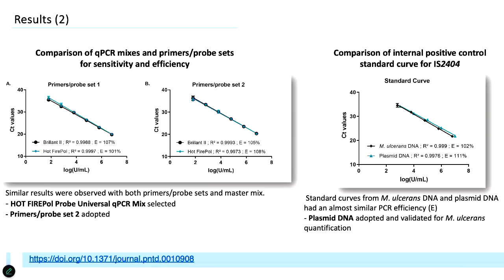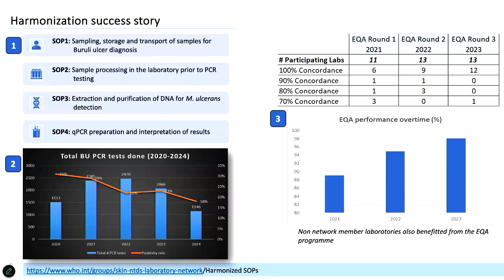Now the story didn't end here. The next thing we had to do was to develop the standard operating procedures. And to note, in addition to the DNA extraction and the real-time PCR, we also, together with the labs, harmonized sample collection and processing, giving all together 4 standard operating procedures which were approved and distributed to the labs. You can find these procedures on our network.